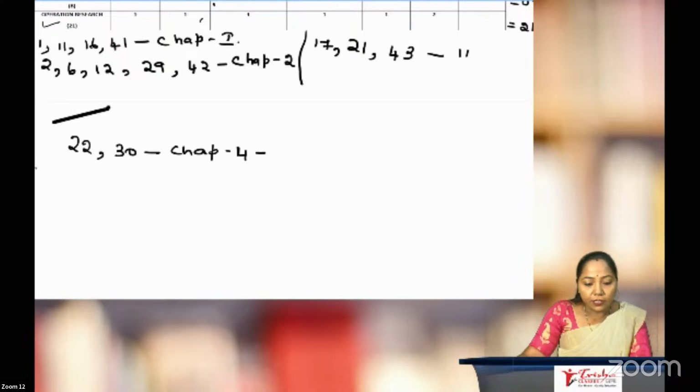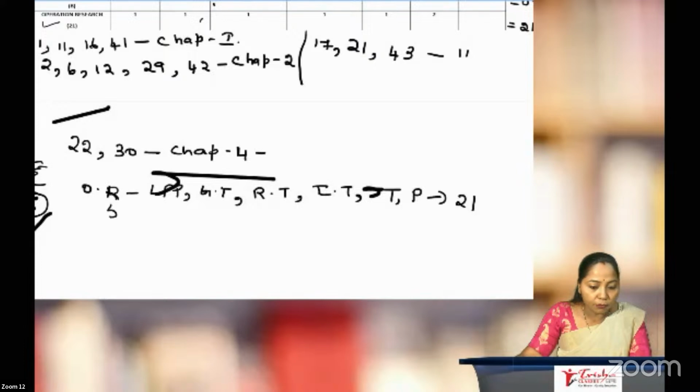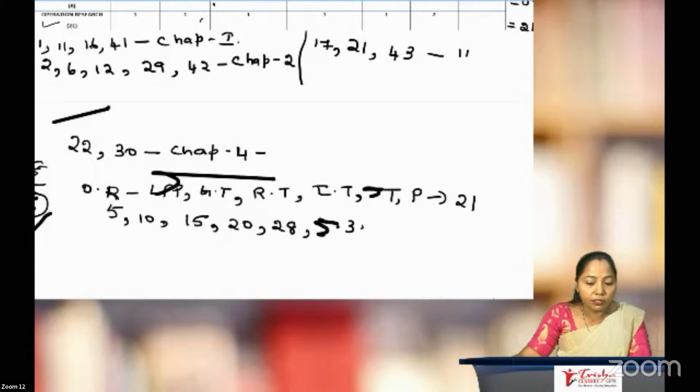Then we have inference and theoretical distribution, which I will discuss later. We'll move on to the last topic, that is OR, operation research, where we have 5 units. That is, we have LPP, game theory, replacement theory, inventory theory, and then transportation problem. Total weightage is 21 marks, and the question numbers would be question number 5, question number 10, question number 15, question number 20, question number 28, question number 35, and question number 36. So altogether 21 marks.